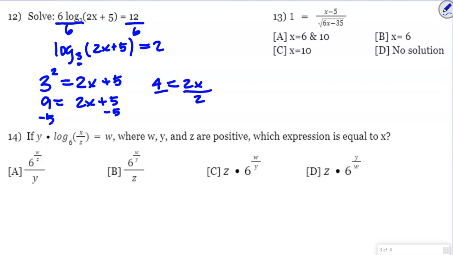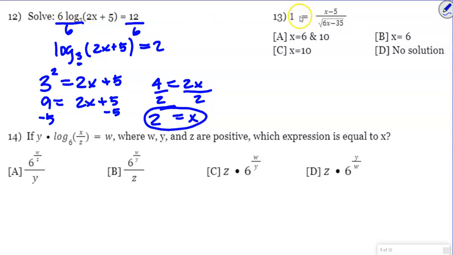Divide 2 into both sides. So x is equal to 2. Check that 2. Make sure you always check it. 2 times 2 is 4 plus 5 is 9. So that's a positive number. So that will work. Okay?